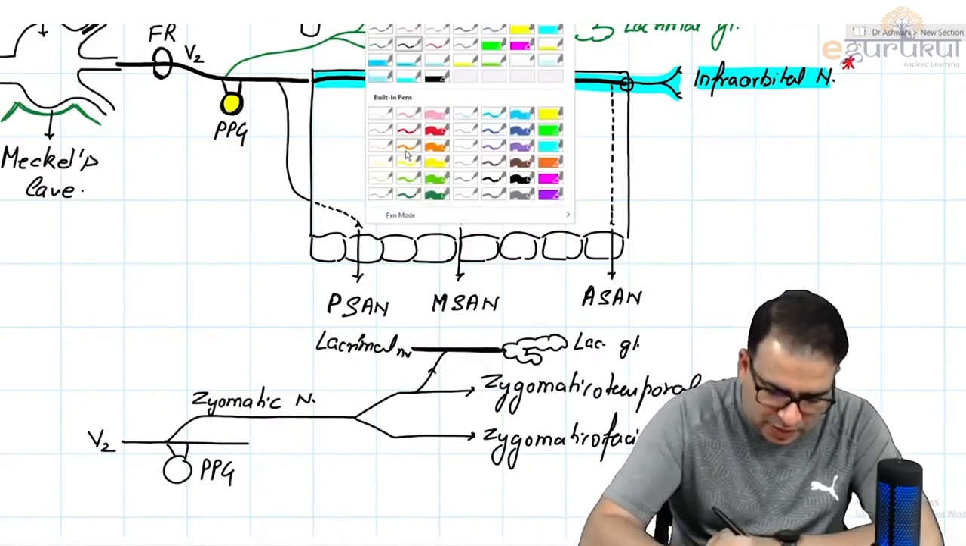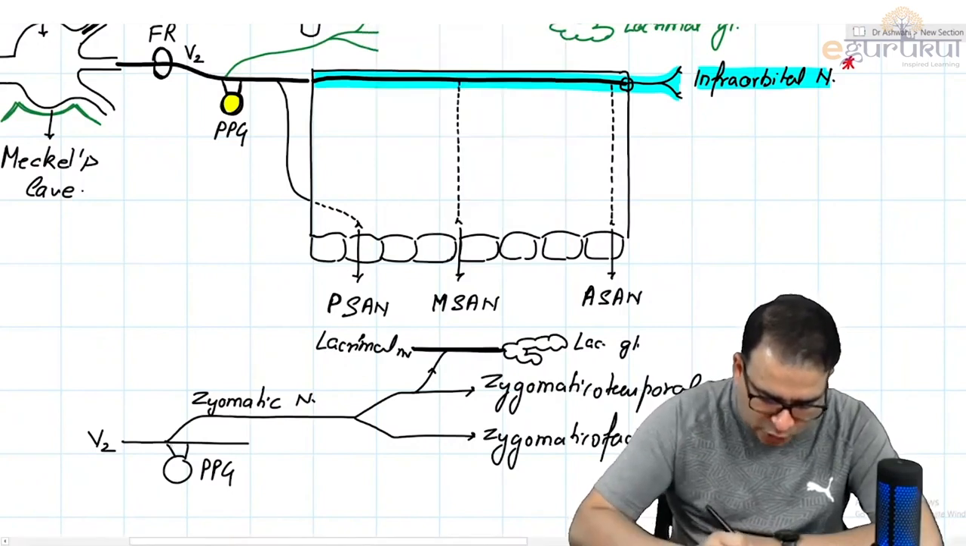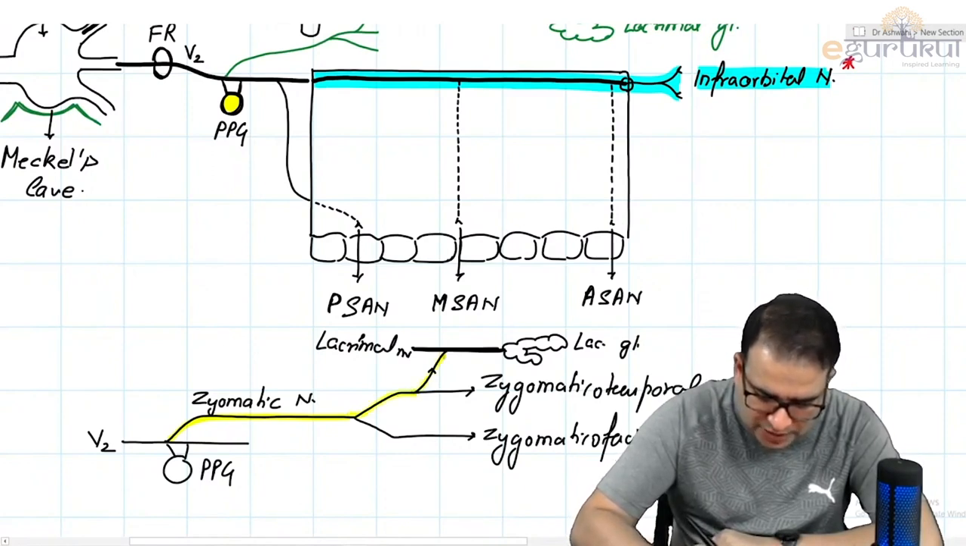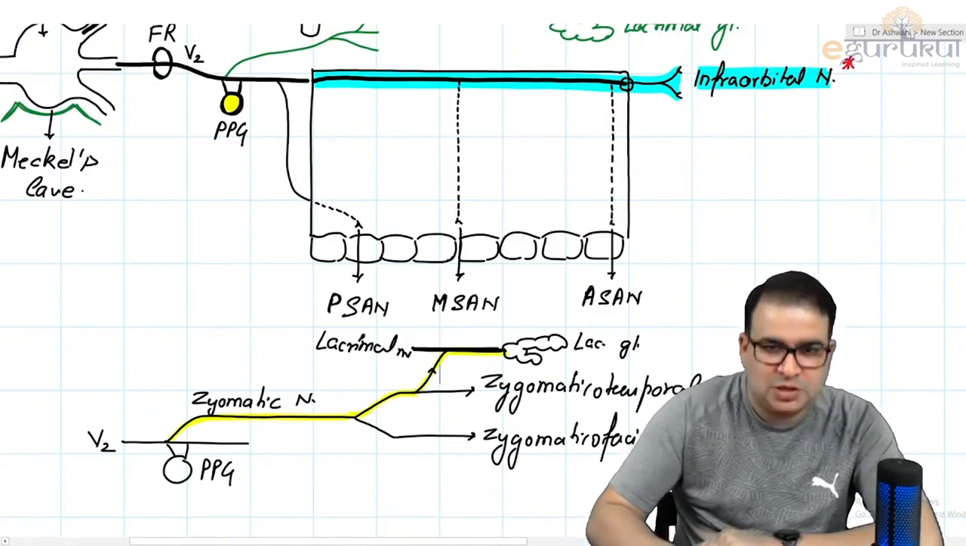So basically our purpose here is to see how the post-ganglionic fibers will go. They will go through the zygomatic nerve, then zygomaticotemporal nerve, then through this connecting branch, and then finally through the lacrimal nerve to reach the lacrimal gland.